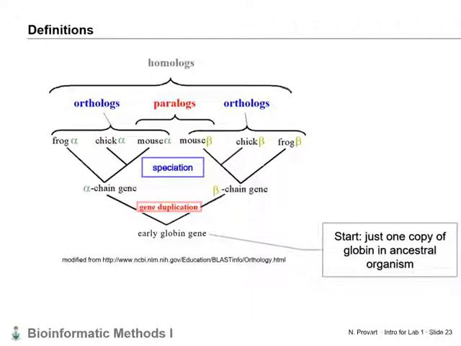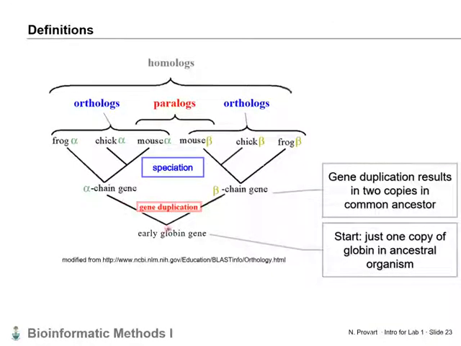Then imagine that some kind of gene duplication event has happened in this ancient organism, leading to an alpha chain and a beta chain globin. And then in that ancient organism, over time there are speciation events leading to frogs, chicks, and mice. Now, the frog alpha, chick alpha, and mouse alpha genes are all orthologs of one another.